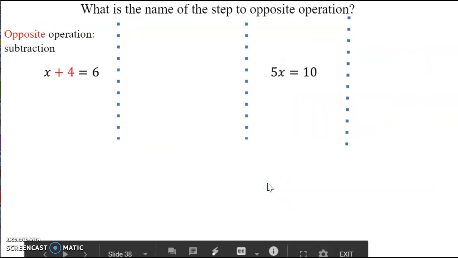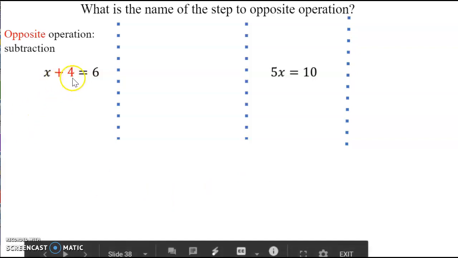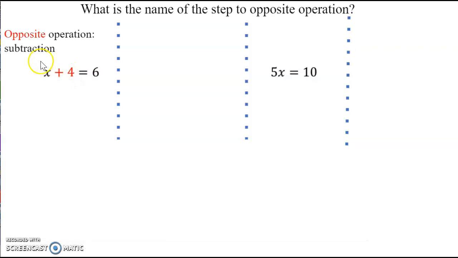Alright, so let's talk about the opposite operations. If you see x plus 4, what is the opposite operation of plus 4? Well, we have to subtract, right? The opposite of addition is subtraction. Okay, to get to 0. x plus 0 is equal to 2. And remember, that's the goal.